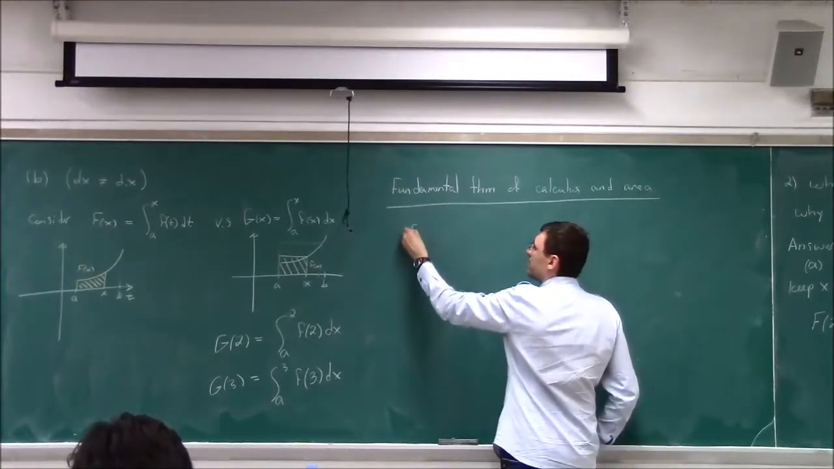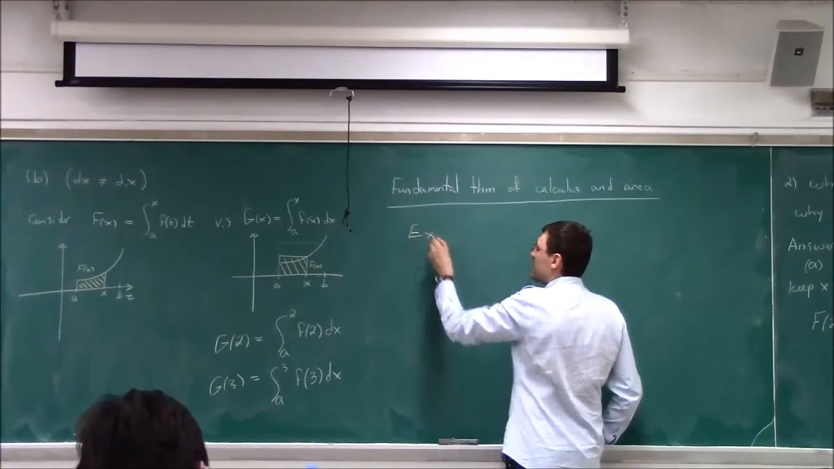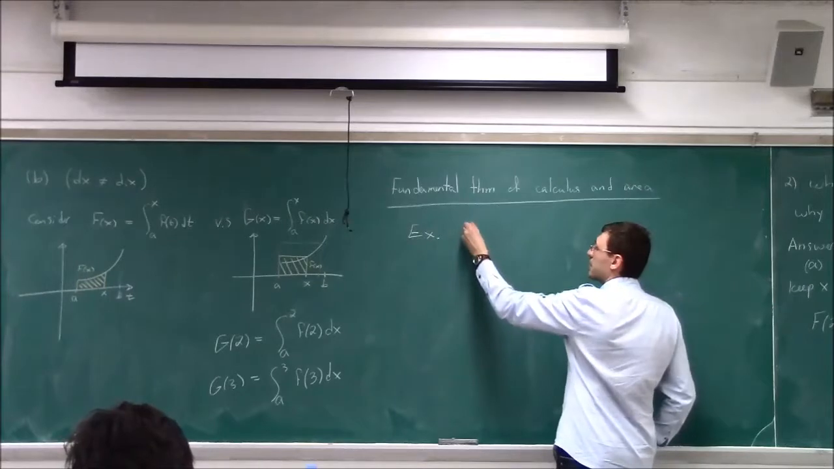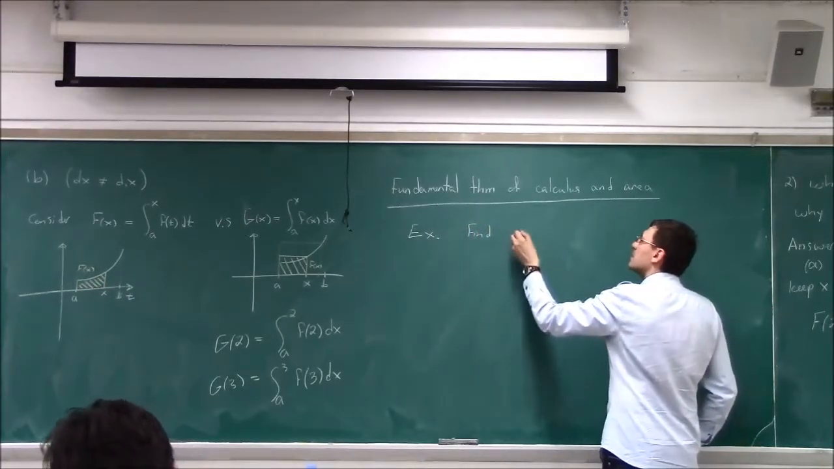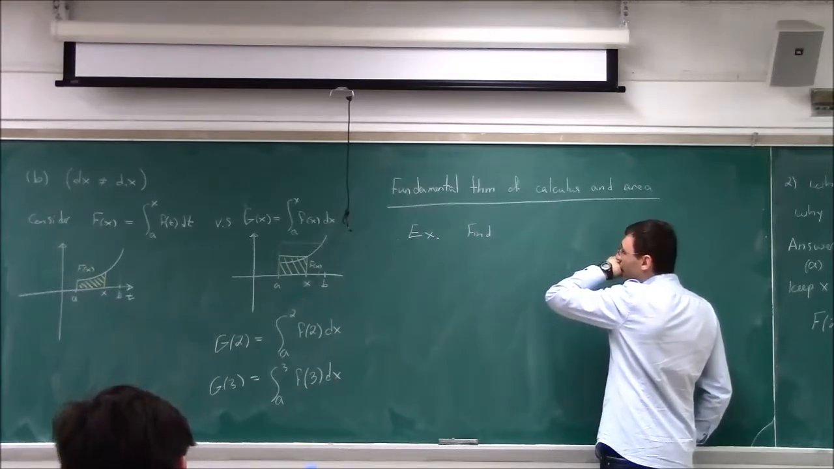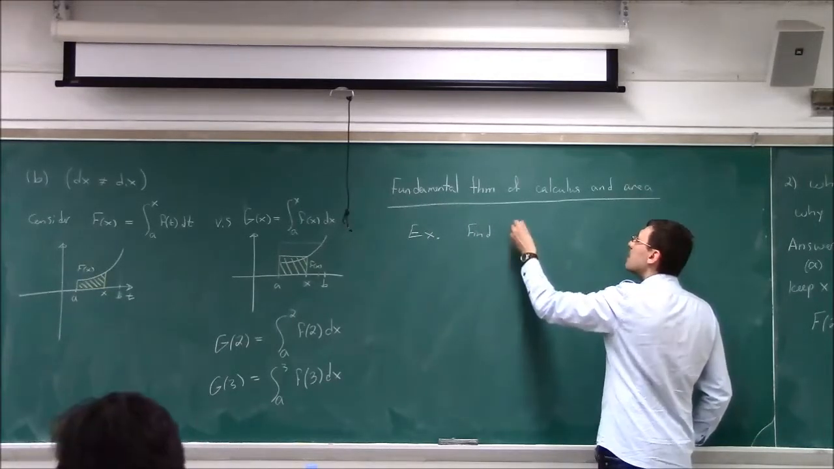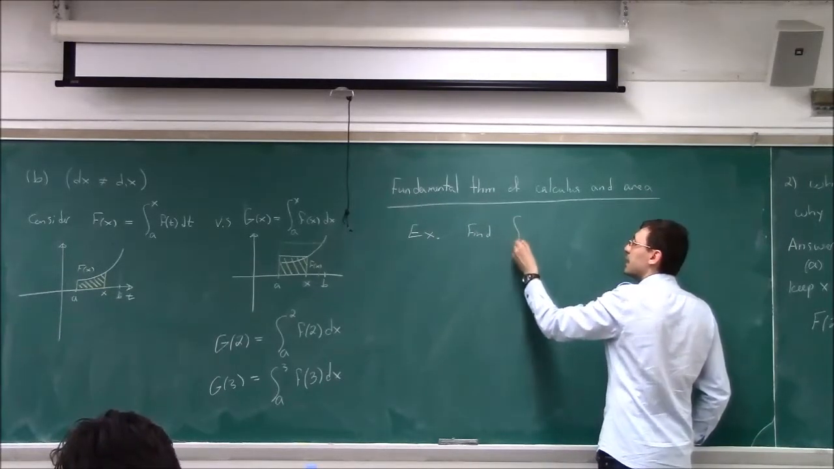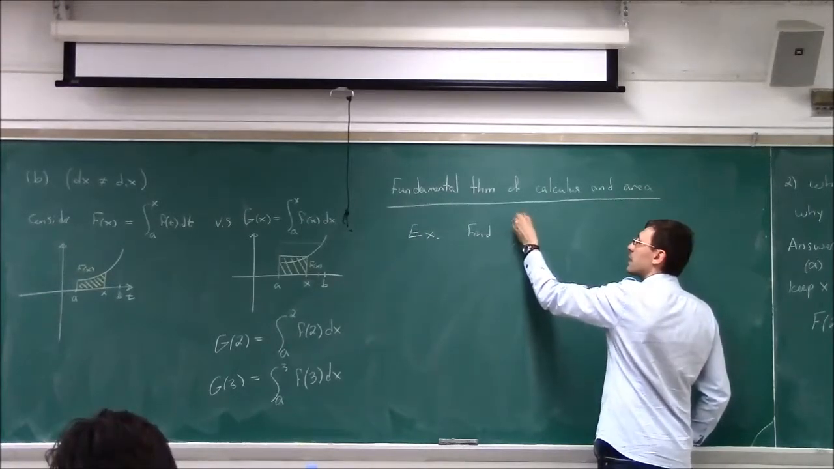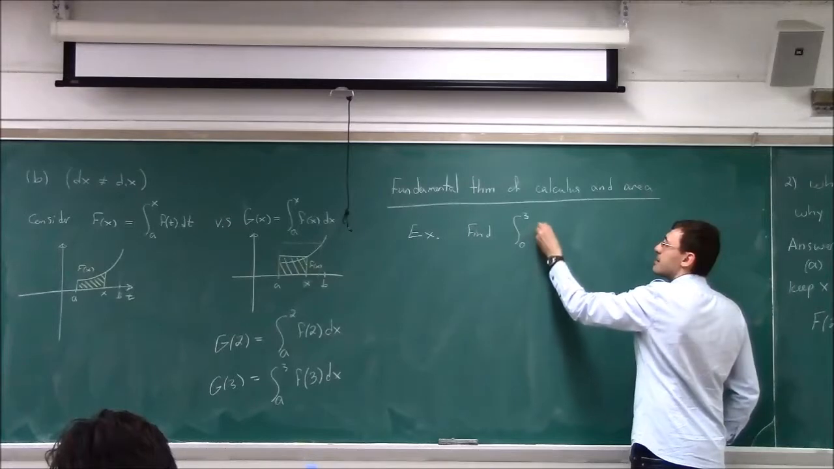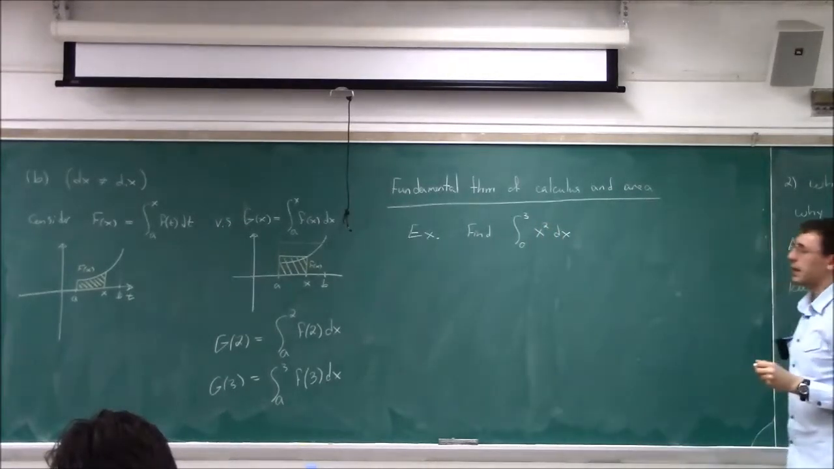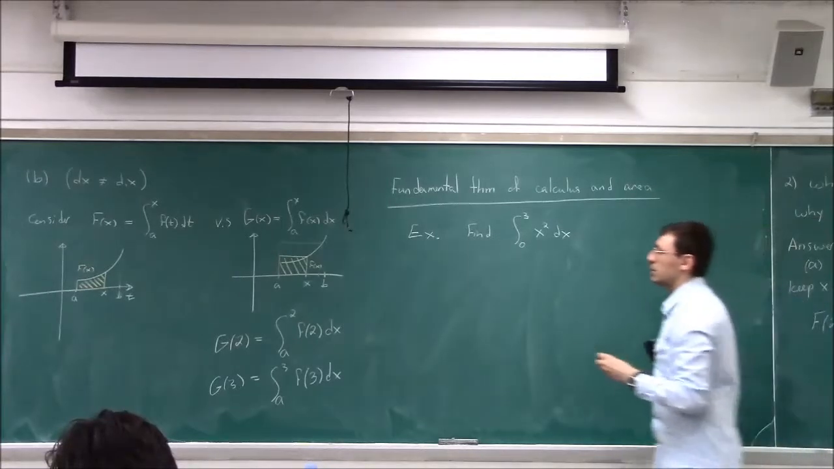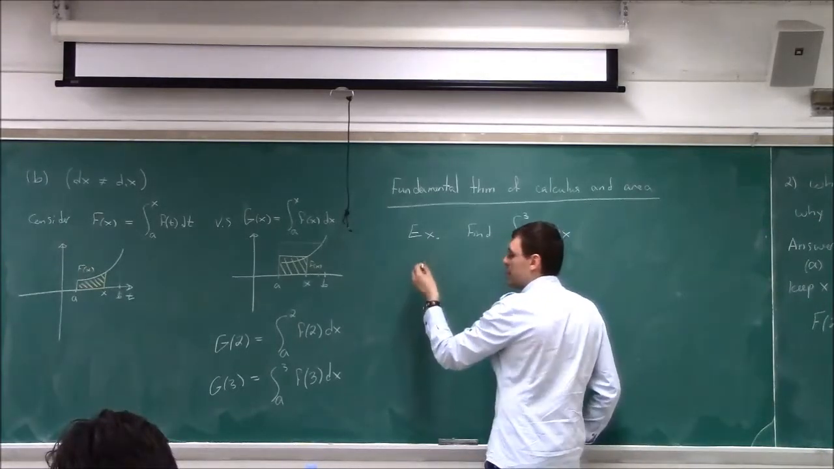So, example. Suppose you were asked to do the following. Find the integral from, let's say, 0 to 3 of x squared dx. Okay? So you would have done it using Riemann sums.